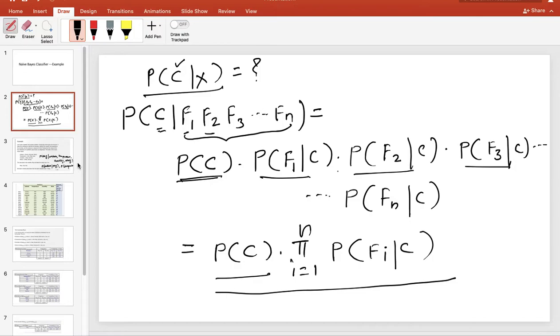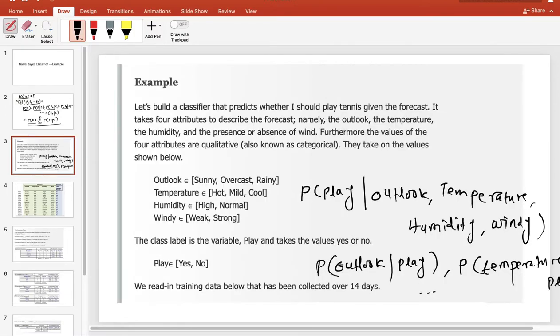Now let us try to solve an example using this formula. Here is the example. We are given the weather forecast of a day, and we are asked: should I play or not? That's the question. Play can take two values, yes or no. We want the probability of playing given the weather forecast.